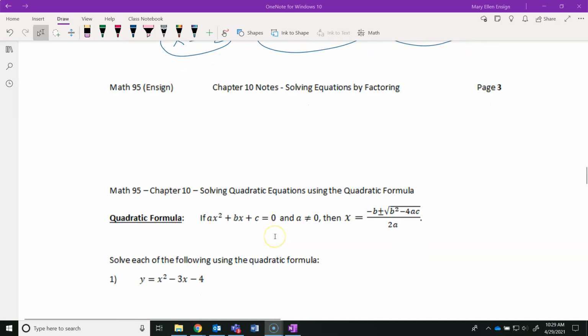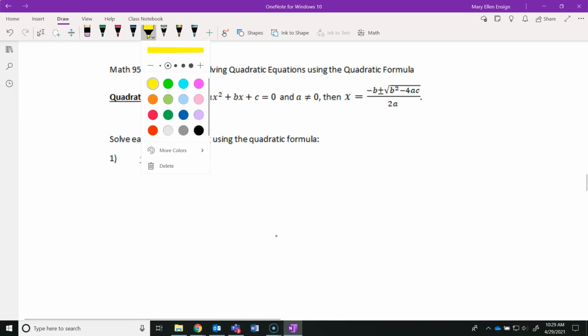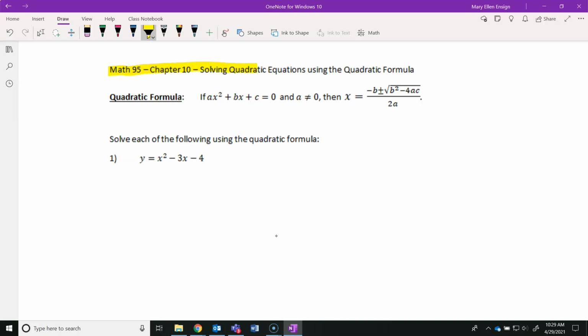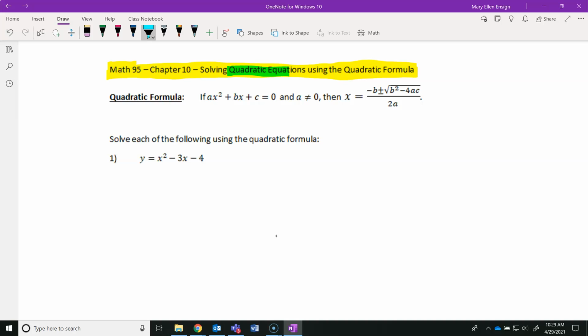Now we have another method to solving equations, and that is using the quadratic formula. And you may have heard about this before, or sometimes parts of it sound familiar. So when we were factoring, you saw that we factored things that were x to the third, x to the fourth, right? Well, this is just for quadratic equations. So I can only solve quadratic equations using this quadratic formula, okay?